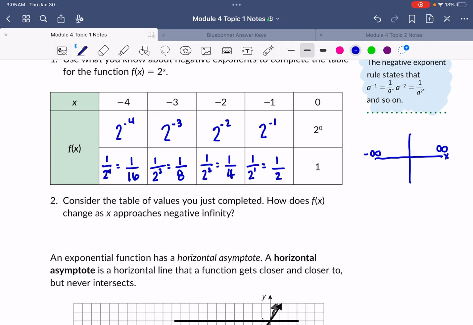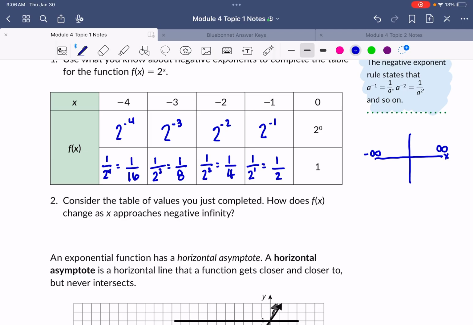So this question is saying, well, what happens as x continues to get more negative, as it approaches negative infinity? If I'm looking at these values, I have a half, a 1/4, a 1/8, a 1/16. If I keep going more and more negative, what are you assuming is going to happen? What do we know about 1/16 compared to 1/2? Well, 1/16 is a lot smaller than 1/2. So as I continue to go to the left, I'm going to get smaller and smaller. These values are going to get closer and closer to 0.